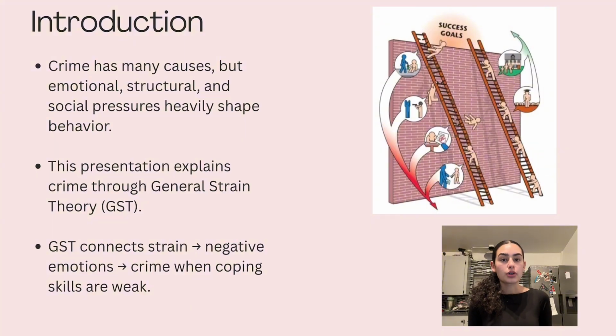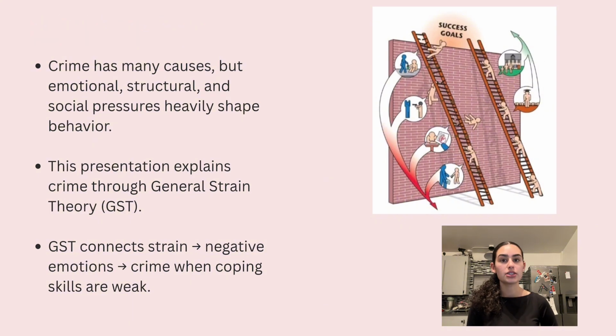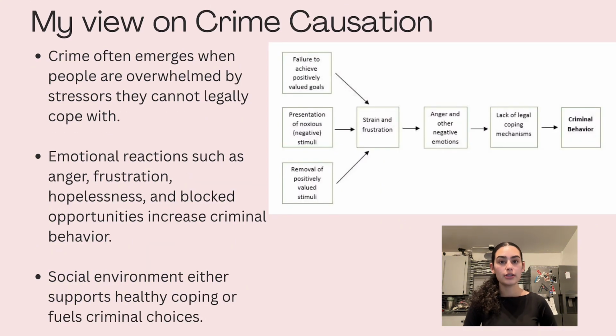My view of crime causation. In my view, crime is often the outcome of people facing strains they don't know how to cope with. When someone experiences constant frustration, anger, or hopelessness, and they lack healthy support systems, they may turn to criminal behavior to relieve or escape those emotions. The social environments people grow up in can either help them manage strain or make those pressures much worse.